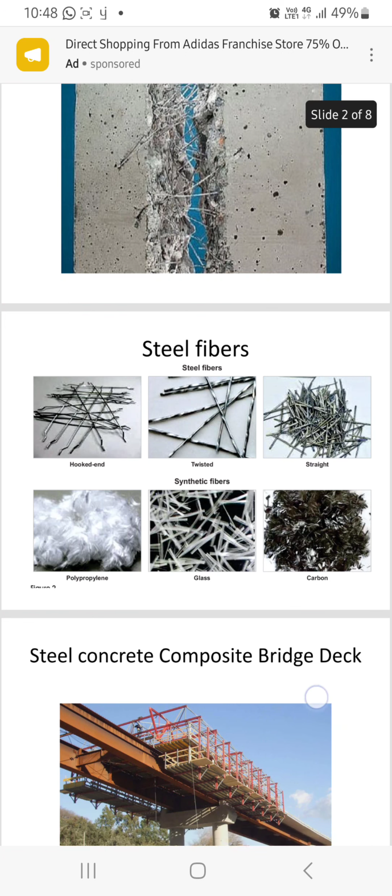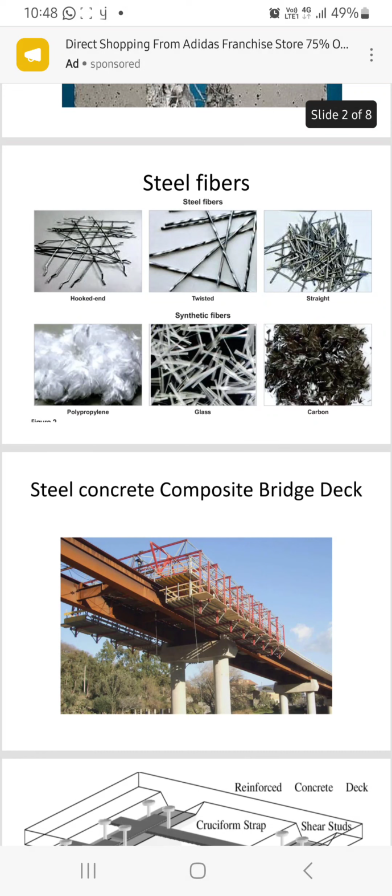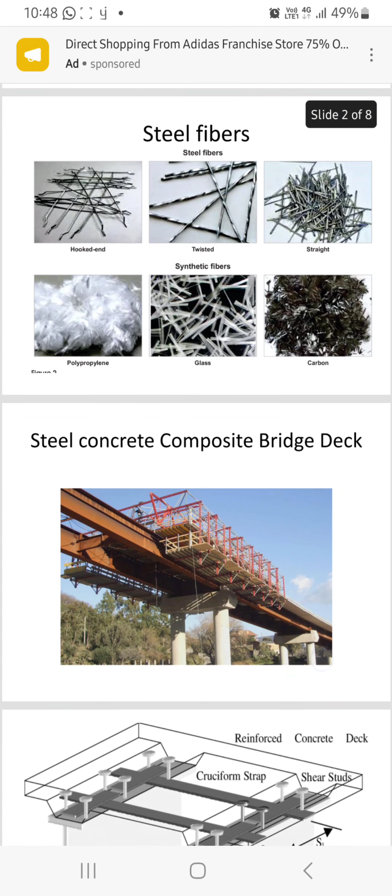Now the third type of composite structure is the steel concrete composite bridge deck. Means what? In this case we are concreting the bridge by using the steel bridge. Okay, that means here in this case you can see this image, that is a steel concrete composite bridge deck. Here in this case we are using the concrete structure but also with the steel structure. That means the steel structure and the concrete structure composition gives the steel concrete composite bridge deck.